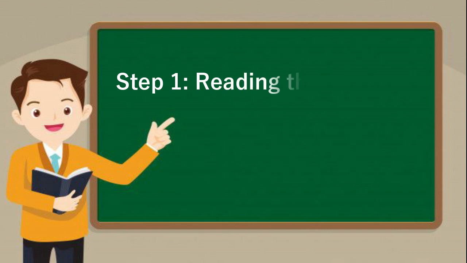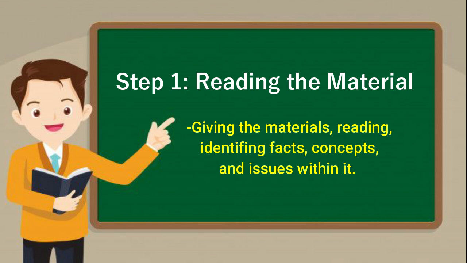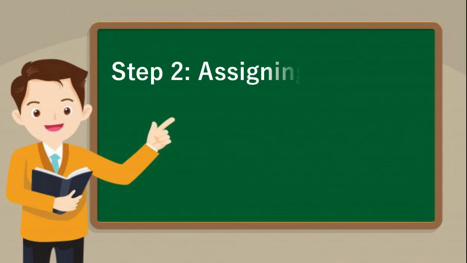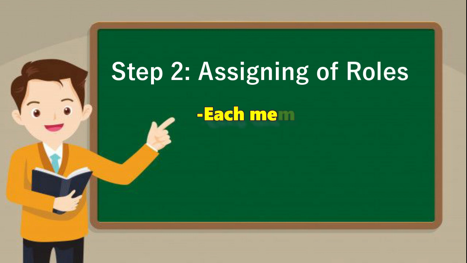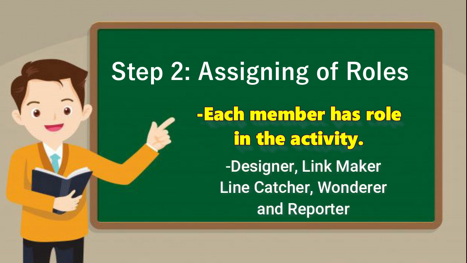Step 1, reading the material. It is the initial attack on the lesson, displaying the literature that tackles the topic by identifying the facts, concepts, and issues within it. Step 2, assigning the roles. It is the process of letting the members of the team assume each of the 5 literature circles roles: the designer, link maker, line catcher, wanderer, and reporter. Giving each student a role helps to ensure that all students are participating in the literature circles.